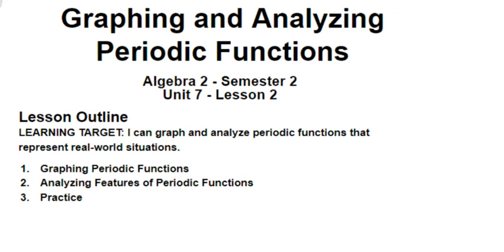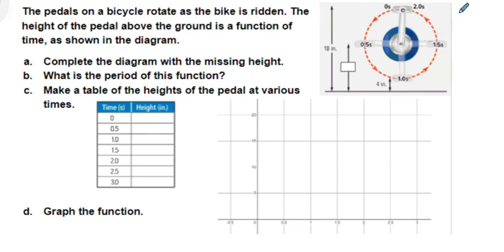So let's get started. Our example we're going to work on in this video is a bicycle pedal that goes around, right? We call it a sprocket, and here's the crank and the pedal handle. It says the pedals on a bicycle rotate as the bike is ridden. The height of the pedal above the ground is a function of time, as shown in the diagram.